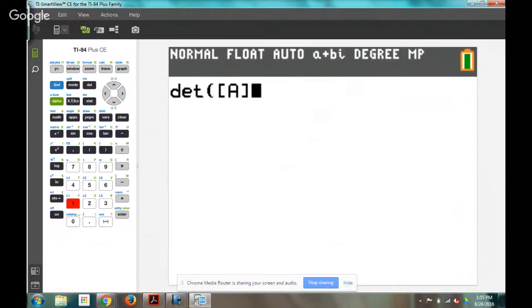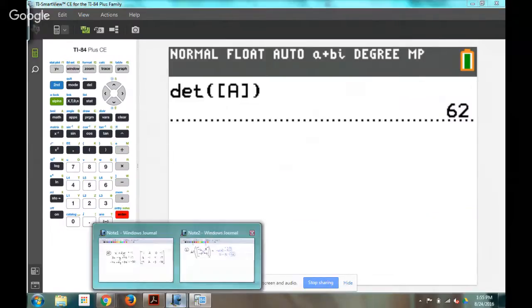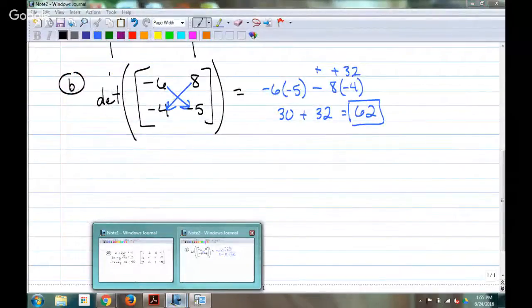And then 62. So what size matrices can we do this with? Squares. 2 by 2s, 3 by 3s, 4 by 4s, 20 by 20s. Yeah, it's got to be that size. If they ask you to find a determinant, it's going to be a square matrix. If they do give you one that's not square, then you know it's undefined.